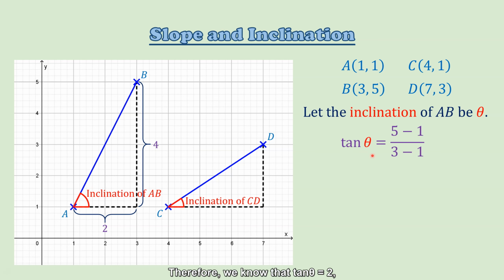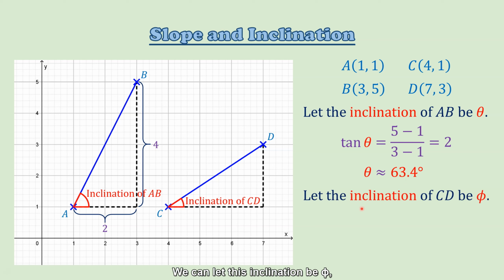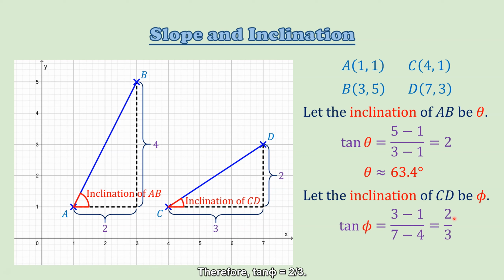Therefore, we know that tangent theta is equal to 2, and then theta is approximately equal to 63.4 degrees. Similarly, for the inclination of CD, it can also be calculated by the tangent ratio. We can let this inclination be phi, and then we should know that the length here is 2 and the length here is 3. Therefore, tangent phi is equal to 2 over 3. As a result, phi is approximately equal to 33.7 degrees.